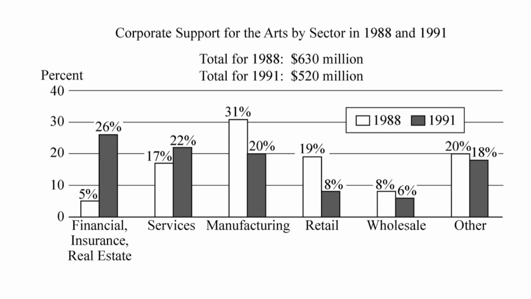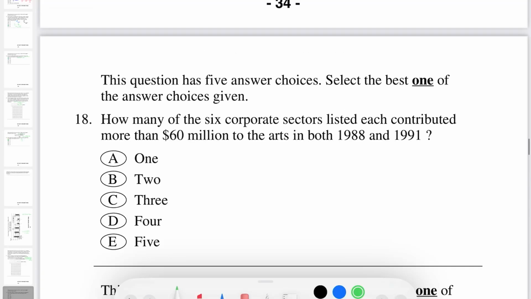But because 17% is the smallest for these 3 industries, I'm going to just check what 17% of 630 million is, just to make sure it's more than 60 million. And let's do that in the calculator. We get 107.1. Perfect. So our answer for number 18 is 3. 3 corporate sectors.